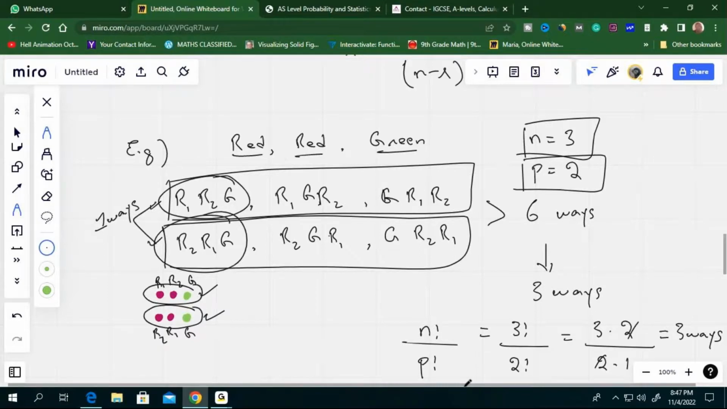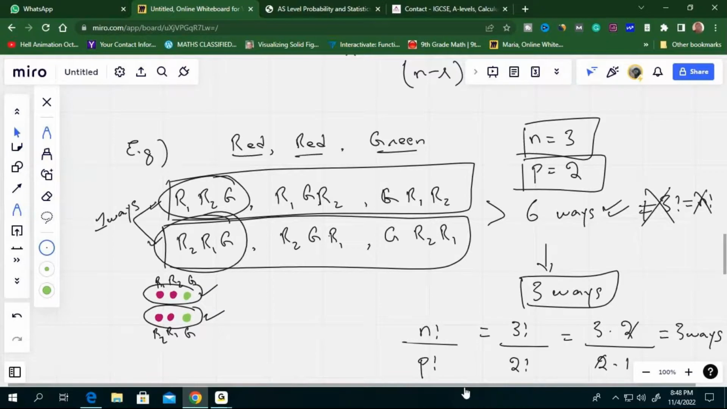In arranging all these 3 balls, there are 3 unique ways instead of 6. So you are not going to write that there are 3 factorial methods. This is wrong. You're not going to write n factorial number of ways. You will write that there are 3 ways.